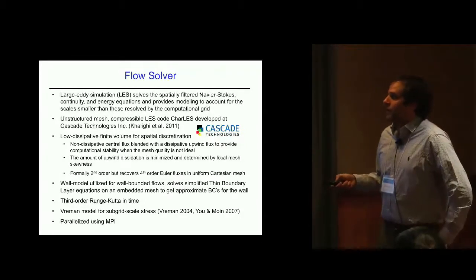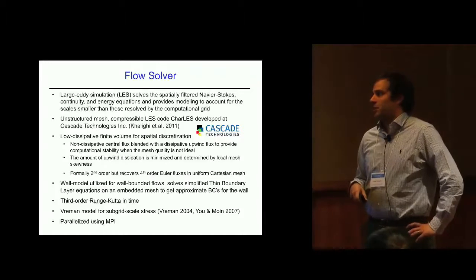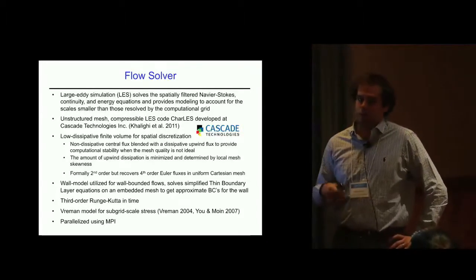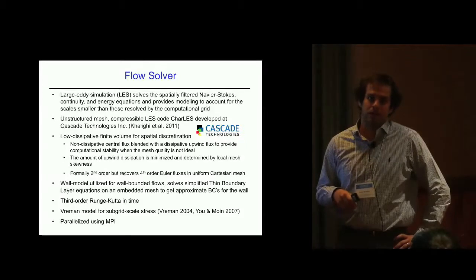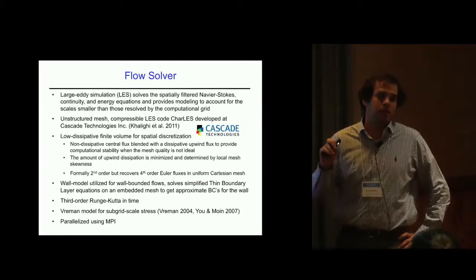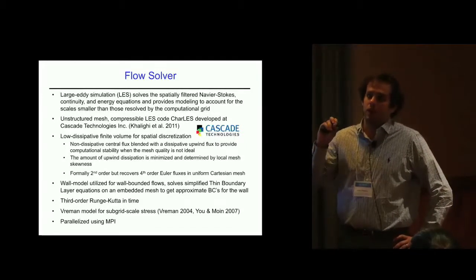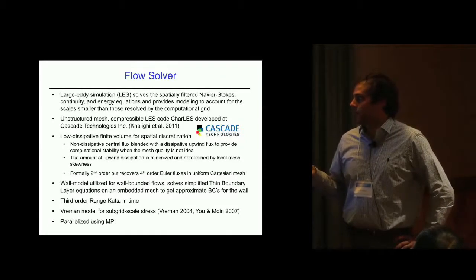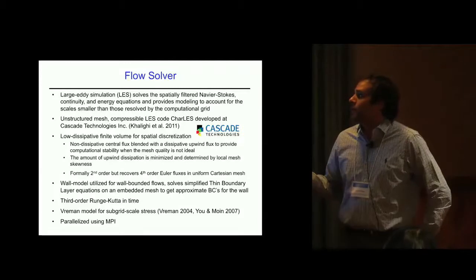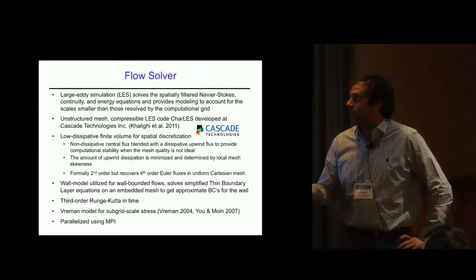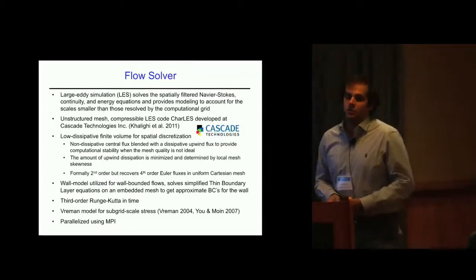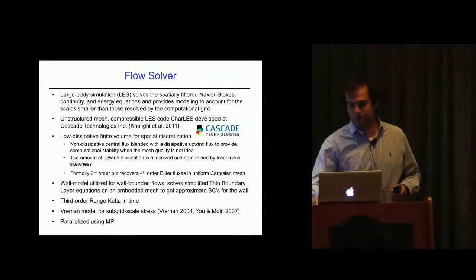And then for the turret simulation that I'm going to be showing, we used a wall model, which solves on an embedded grid. I'm going to talk about it in a second, a set of pretty much RANS equations in the inner part of the boundary layer, and then provides approximate boundary conditions for the wall. We use RK3 in time. And then this subgrid model that I talked about is really key to a large-eddy simulation. I'm using the Vreman model. And then Charles is fully parallelized using solely just MPI.